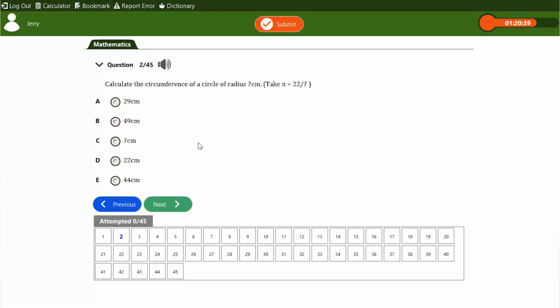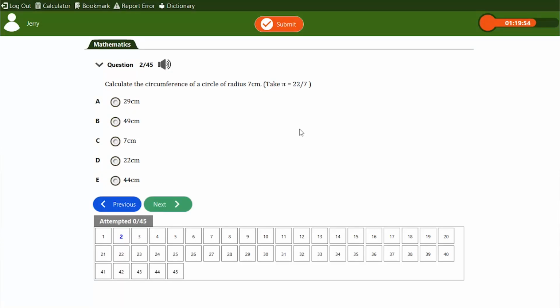The first question we have here is a question on circles. Calculate the circumference of a circle of radius 7 cm. So this is a straightforward question. They gave you the radius. They say we should take pi as 22 over 7.